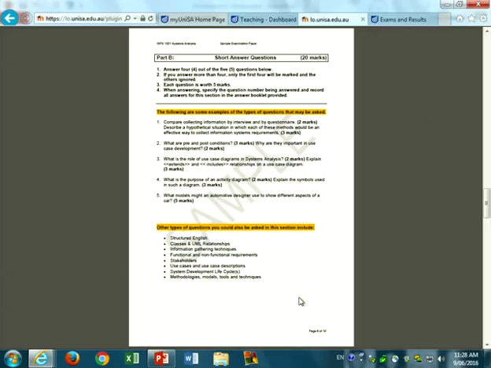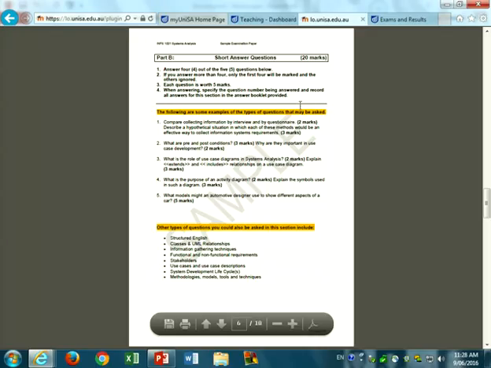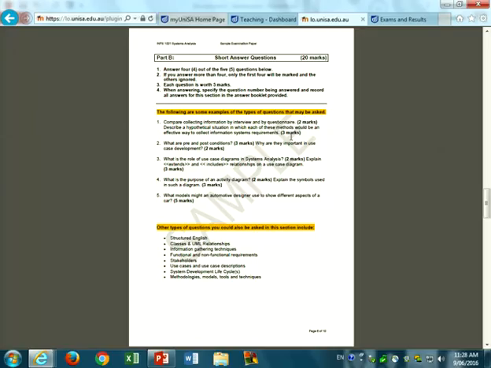So you can see for the short answer questions, it's broken down into a couple of sub-questions, and where I can, I've broken those questions down into the sub-parts. So you can see how many marks they're worth.